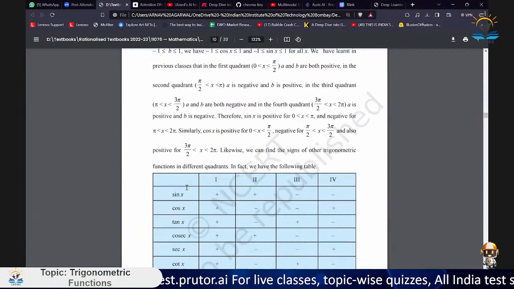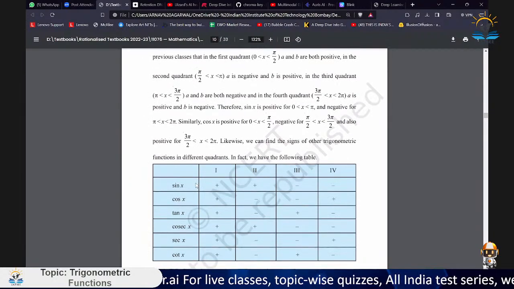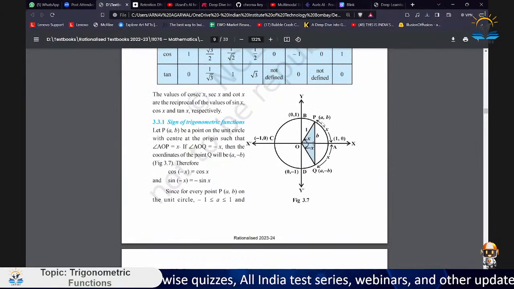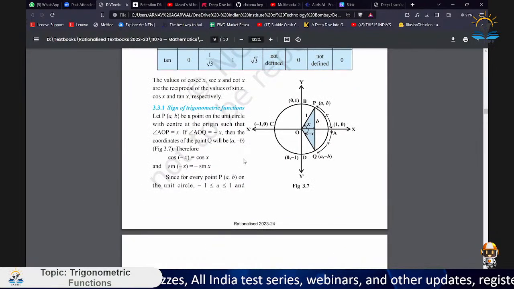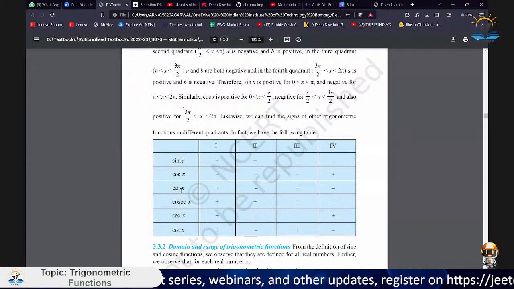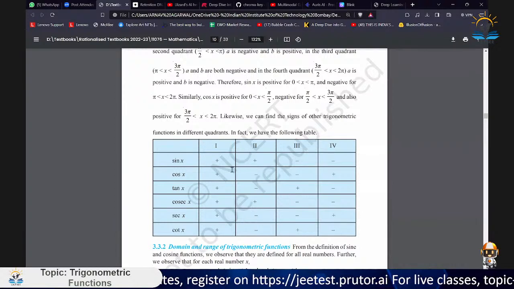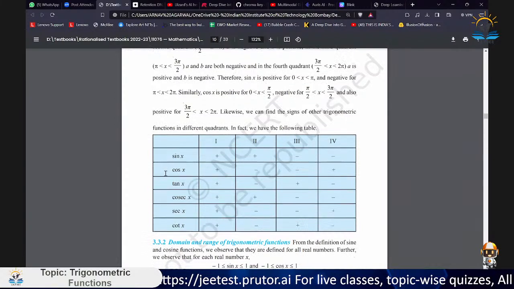Likewise, we have the signs of all other functions in all the four quadrants of the circle. So the first quadrant, this is the second, this is the third, this is the fourth. In the first quadrant, all are positive, right? In the second quadrant, the sign of cos changes, and since tan x is equal to sin x by cos x, sin x is positive, cos x is negative, so tan x is negative, right? So this is also important, which you will be able to derive from this. Now let's come to the more important part, which is the domain. The domains of all these functions are very important.